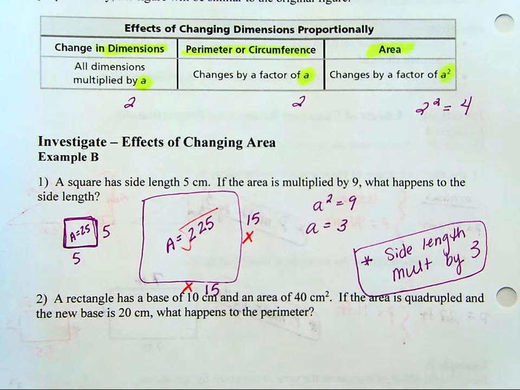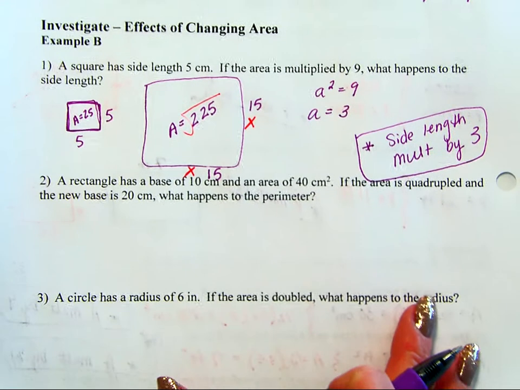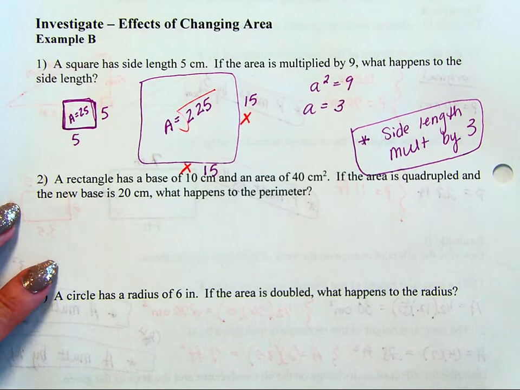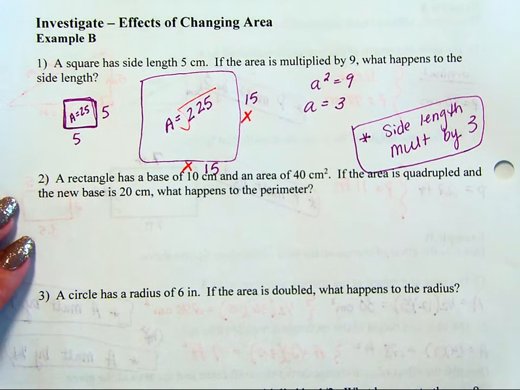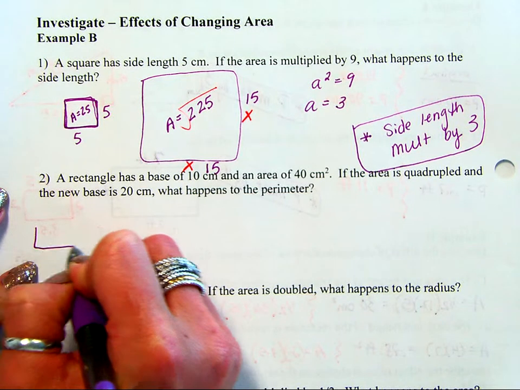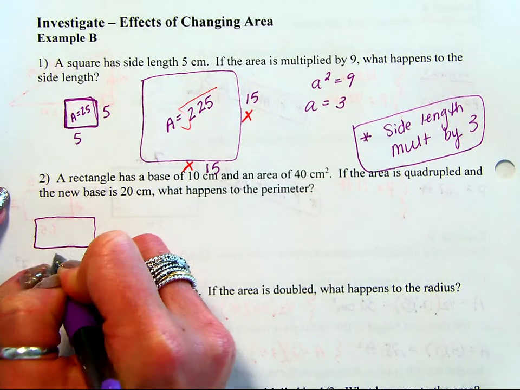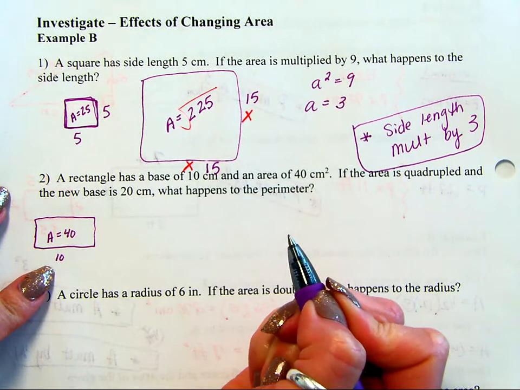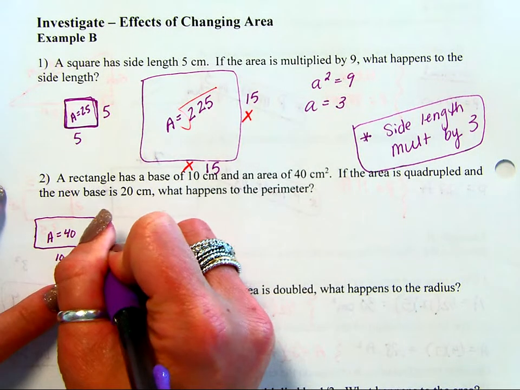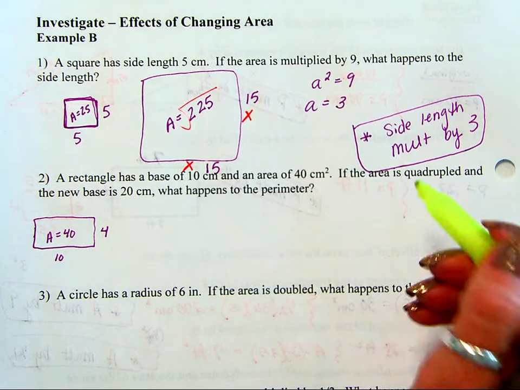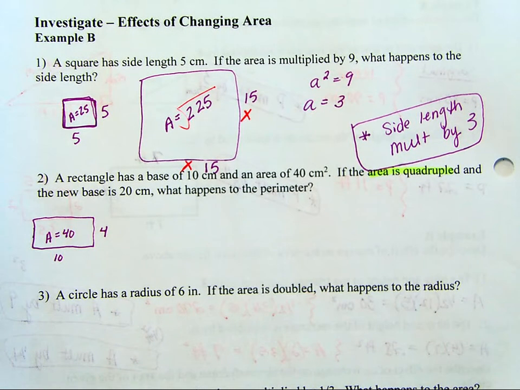All right, let's try another one. In question number 2, it says that a rectangle has a base of 10 and an area of 40. Well, let's sketch that. My rectangle has a base of 10 and an area of 40. So if my area is 40, I know that this is going to be a 4 by 10. Now it tells me that the area is quadrupled.